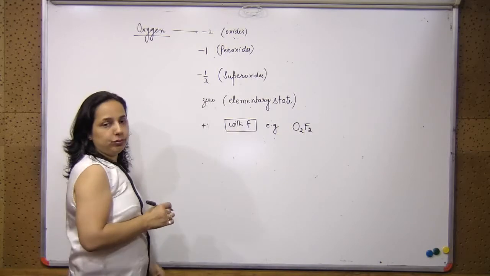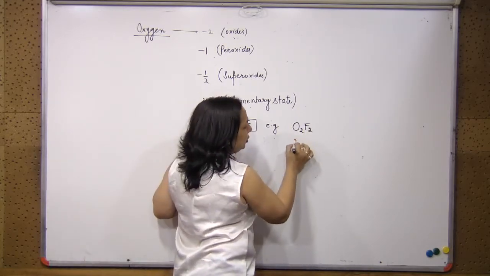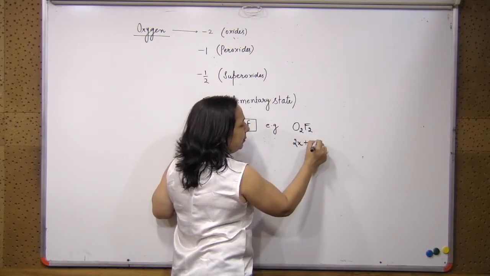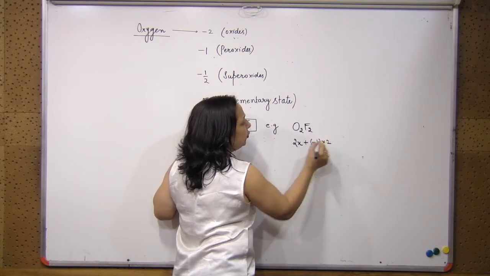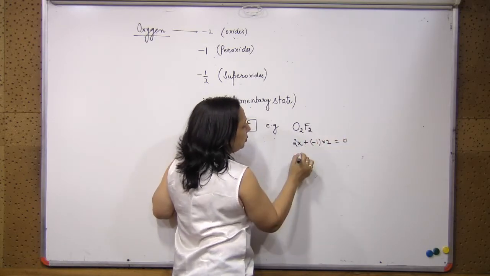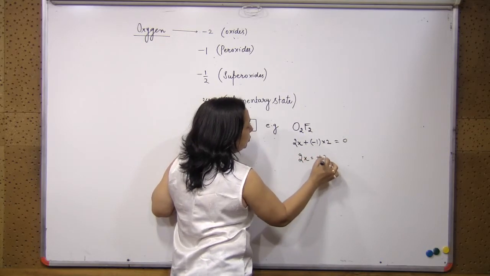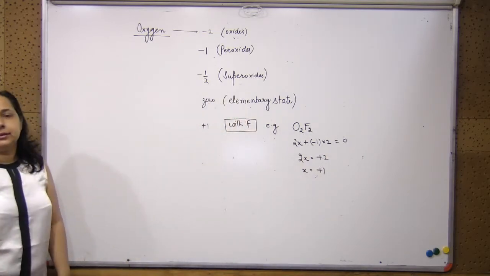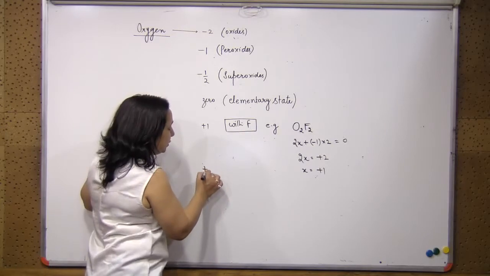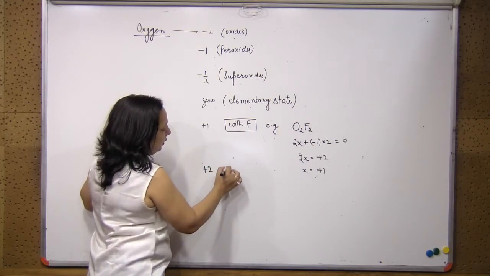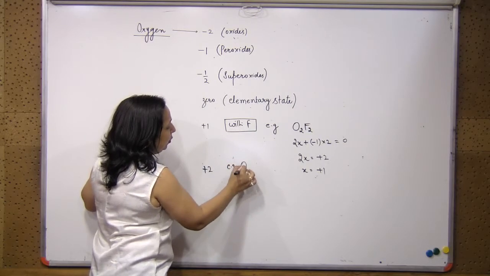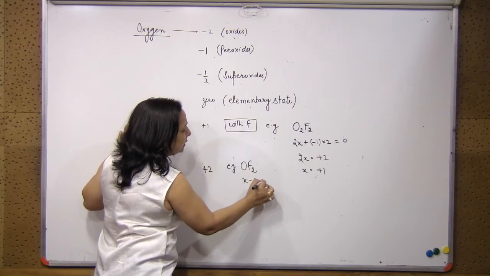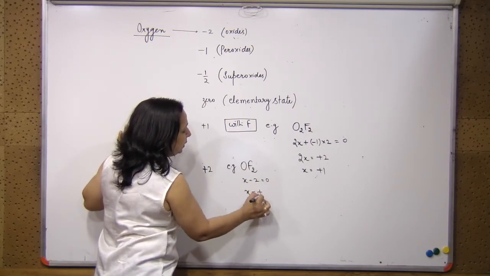When we write O2F2, here fluorine is -1, so we have 2x for oxygen plus -1 into 2, that is 2 fluorine atoms. It is equal to 0. 2x is equal to +2. X comes out to be +1. Right? Oxygen can be +2 also. Example, OF2. It is x minus 2 is equal to 0. X comes out to be +2.